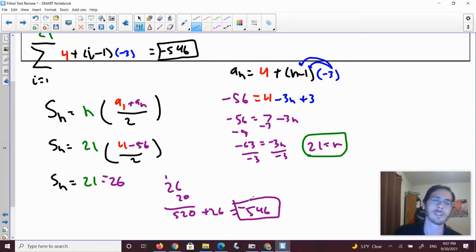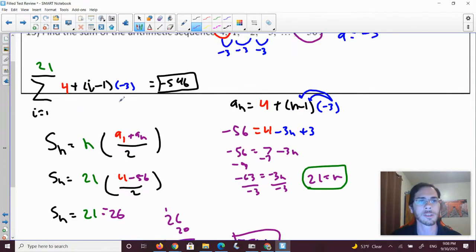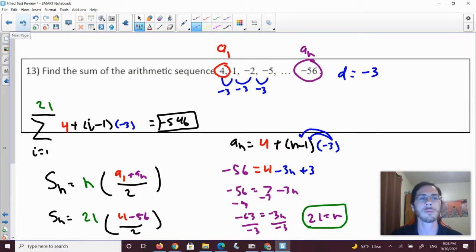So even if we didn't trust our friend sigma, we can still do it mentally. We don't need a calculator if we don't want a calculator. We can still do it. We get -546 both ways. So again, you've got your choice. You can either use the sum formula, which is kind of nice, or you can use our good friend sigma if you want to continue to see our good friend sigma. All right, cool. So that's number 13.